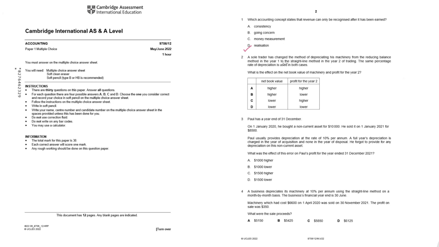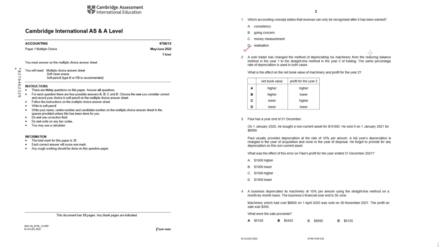A sole trader has changed the method of depreciating his machinery from reducing balance in year 1 to straight line method in year 2 of trading. The same percentage rate of depreciation is used in both cases. What is the effect on the net book value of the machinery and the profit for year 2?